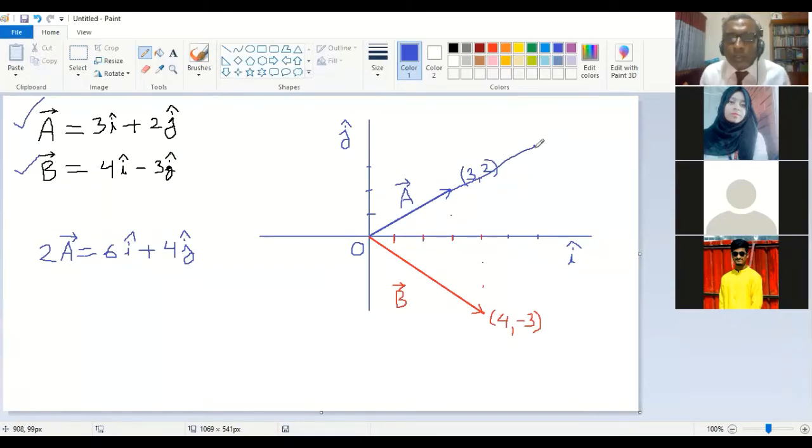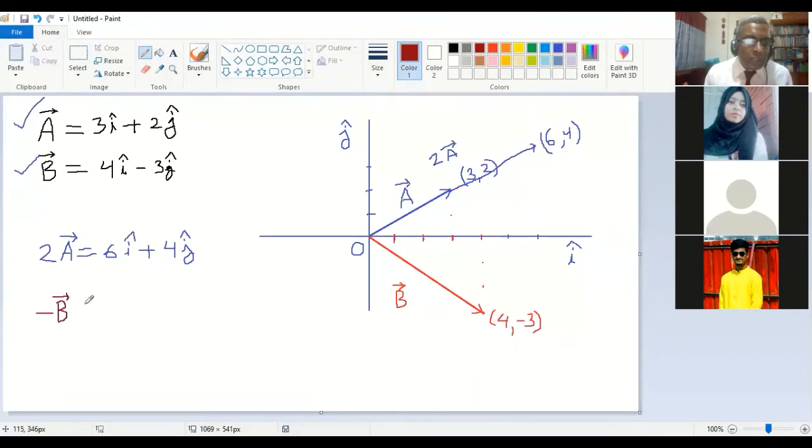You understand what I'm saying? So that last point will be (6, 4), and the vector direction will be the same. The whole thing will be just double in length, and this is the understanding. So what about minus b? If I do minus b, then what is actually being done here?